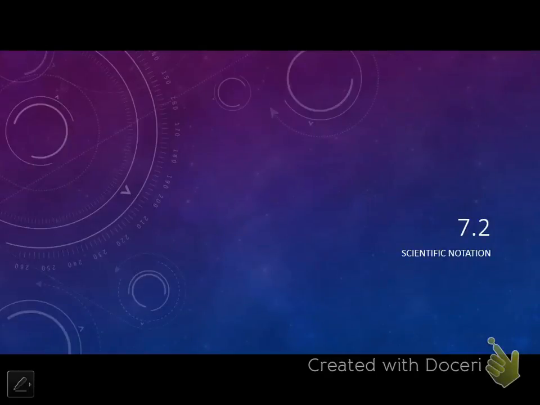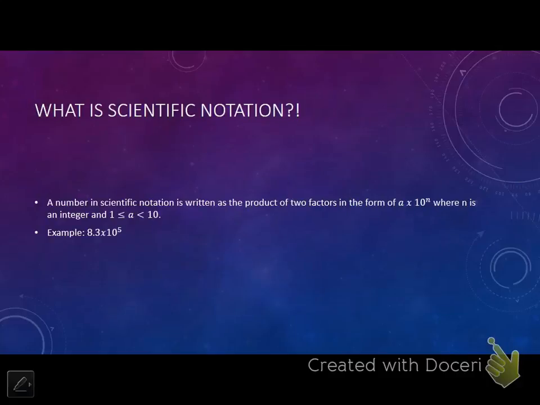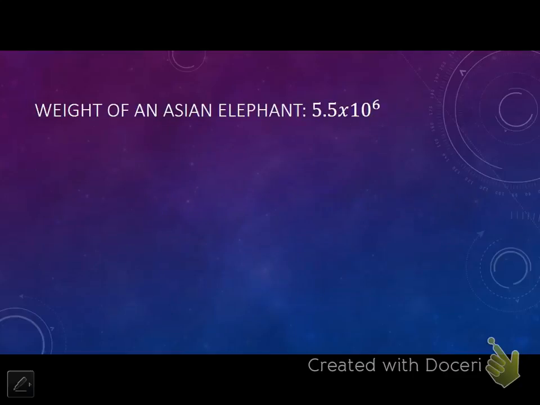Okay, so this video is going to be 7.2, which is scientific notation. So what is it? It's going to be a number from 1 to anything less than 10. It could be a decimal, but this n value here is going to be anything from negatives to positives. So here's an example of the things that we're going to look at here. So let's go ahead and go on.